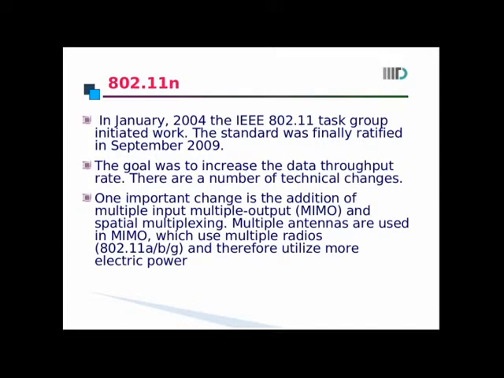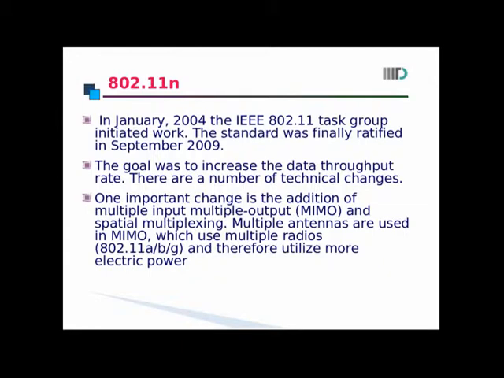The next version which comes in this family was 802.11n. The work started in 2004, but it finally got ratified in September 2009. So broadly, the goal was to increase the data throughput, and a number of complex technical changes were applied in it. And one important change was multiple input, multiple output, that is MIMO, and spatial multiplexing.